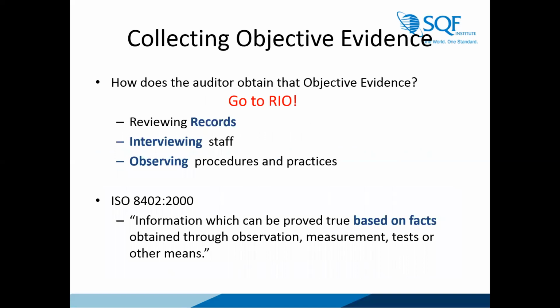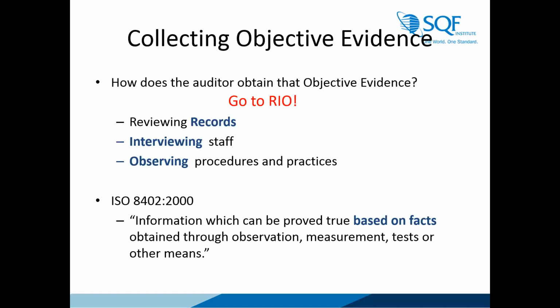So what I say is go to Rio. When you're collecting your objective evidence, the first thing you want to do is think, I've got to go to Rio. And what does that mean? When you collect your objective evidence, you're reviewing records, you're interviewing staff, and you're observing procedures and practices. Those are the 3 ways to collect your facts and your objective evidence. So go to Rio when you want to collect your objective evidence, and you get your records, your interviews, and your observations. Again, the only way you can collect this objective evidence is to get the facts.